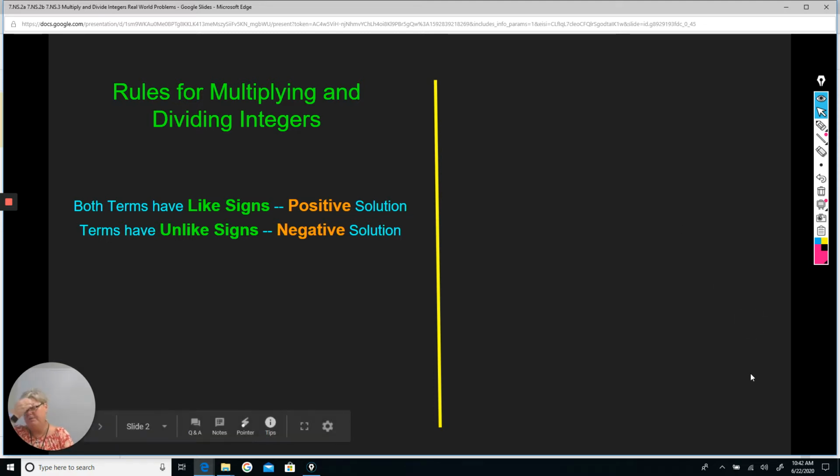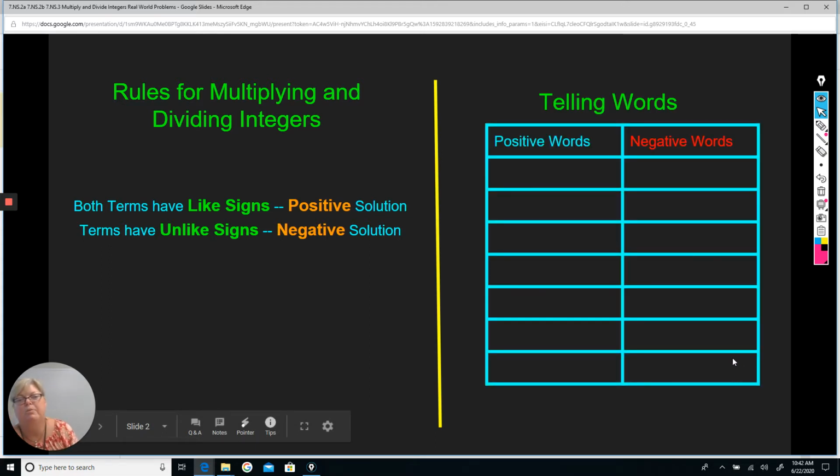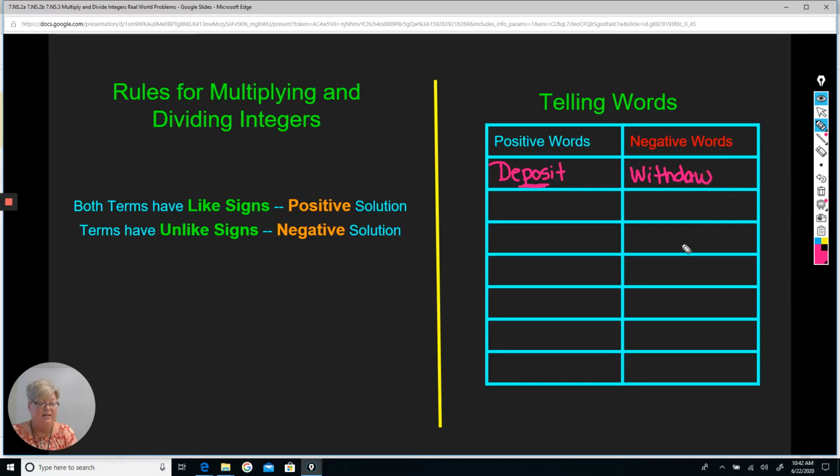Also, we're going to take a moment and look at telling words. Words that tell us whether the number is going to be positive or negative. So we're going to start out with the word deposit. Deposit tells us that we're going to put money into a bank, so that would be positive. And there's the key right there. If we withdraw money, that means that we're going to take it out, and that would be negative.